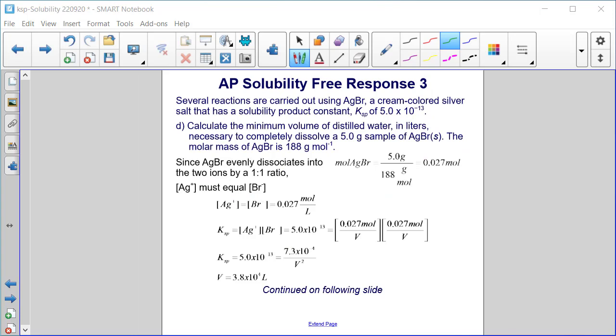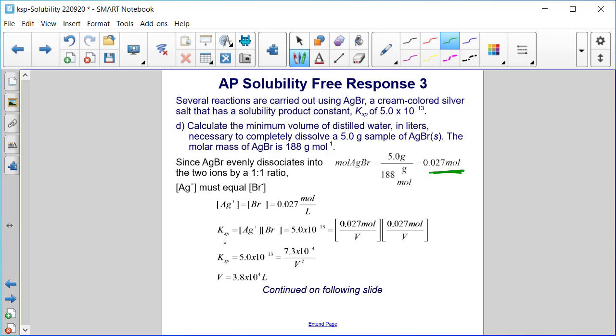D. Calculate the minimum volume of distilled water in liters necessary to completely dissolve a 5-gram sample of silver bromide solid. The molar mass of silver bromide is 188 grams per mole. So the first thing I did was find the moles of silver bromide. I took 5 grams, divided it by 188 grams per mole, and it's 0.027 moles. We saw in part A that silver bromide evenly dissociates into 2 ions, silver and bromide, in a 1-to-1 ratio. So if 0.027 moles of silver bromide dissolves, it's going to dissolve into 0.027 moles of silver and bromide. So our concentration for silver and bromide is 0.027 moles per liter.